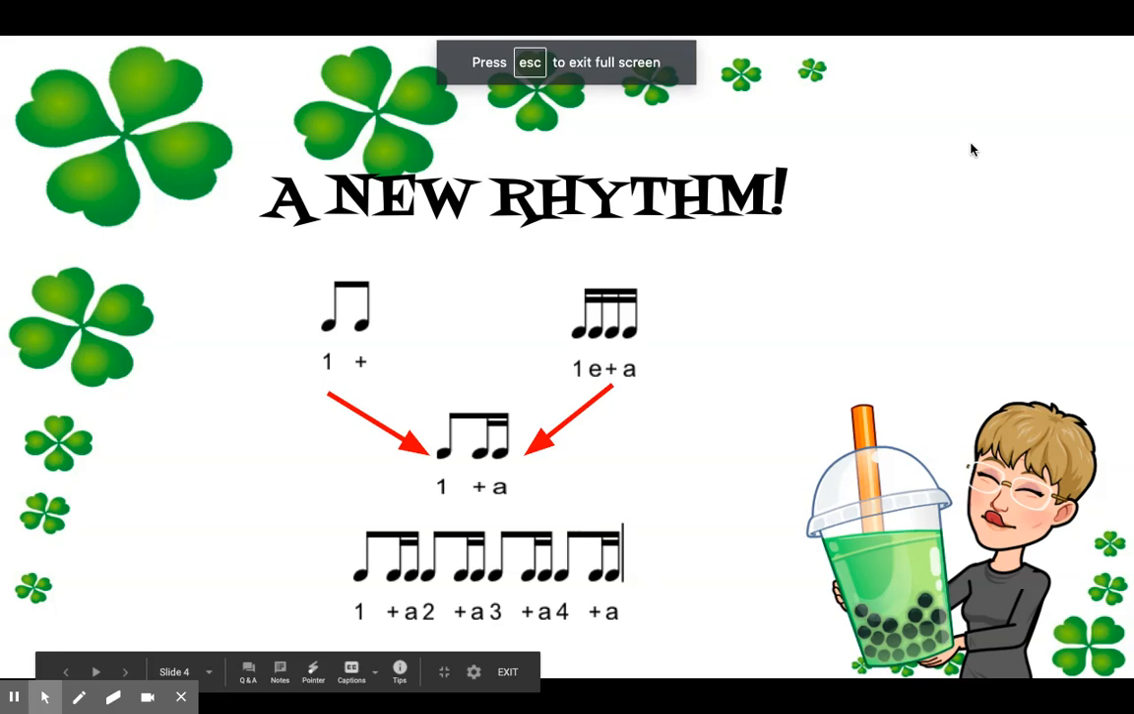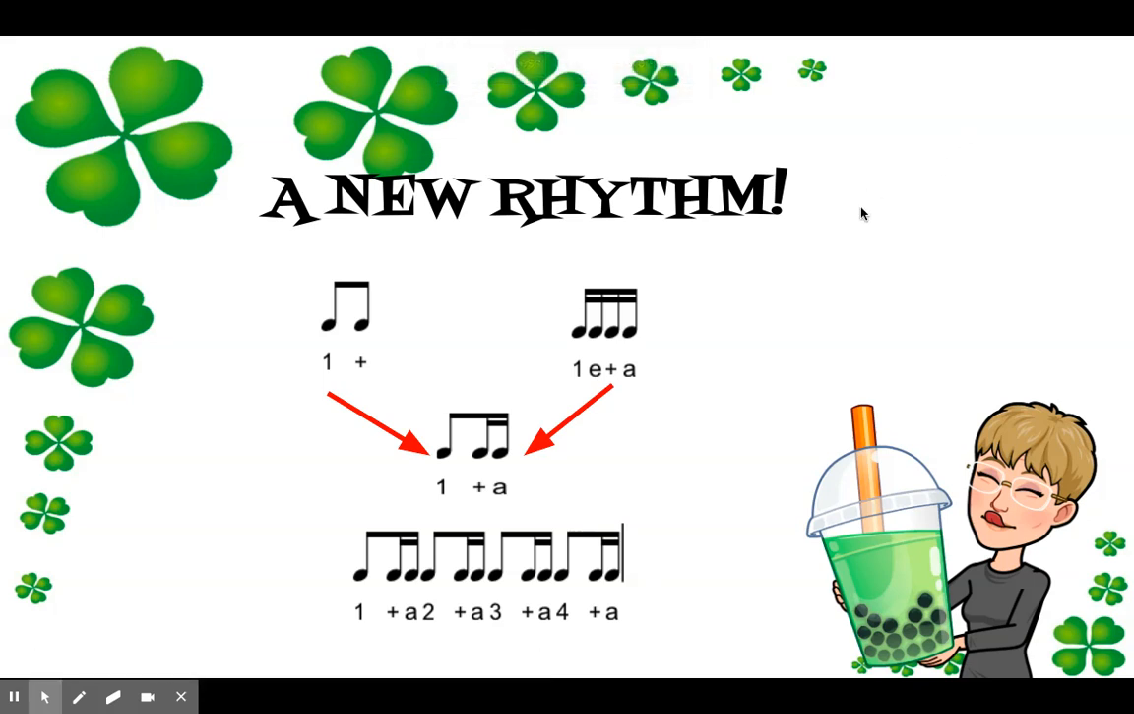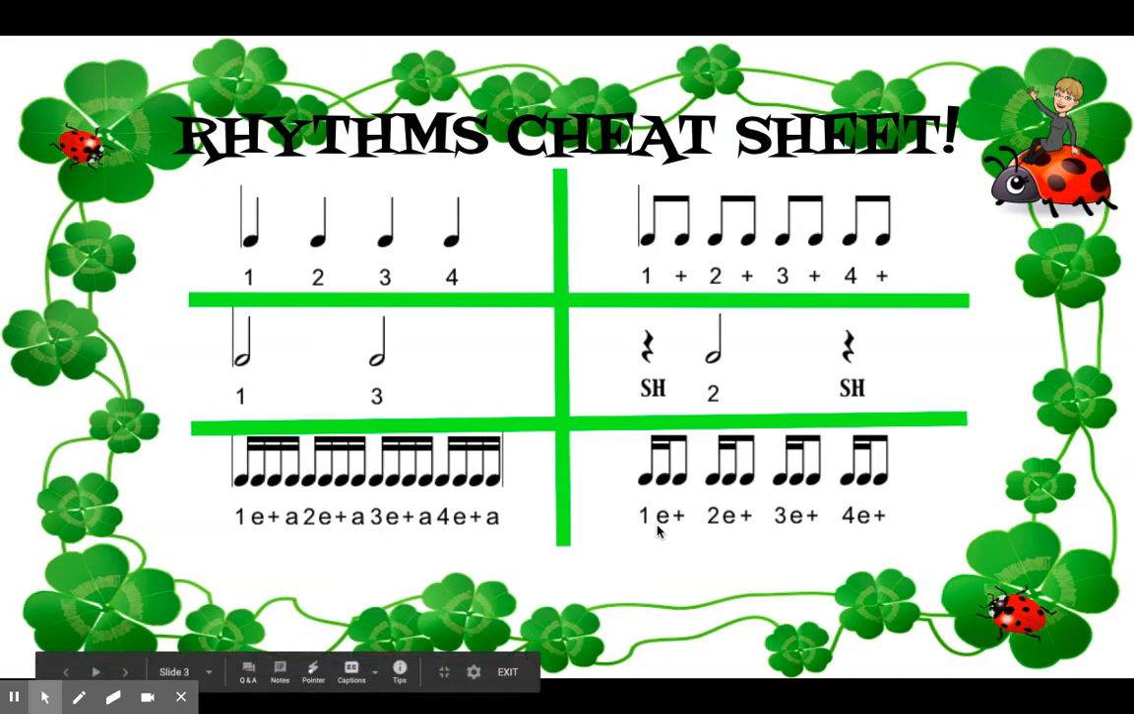Hi kids. Today we're going to be learning a new rhythm. This is an eighth note followed by two 16th notes. Now this may look kind of familiar because we've already learned two 16th notes followed by an eighth note.